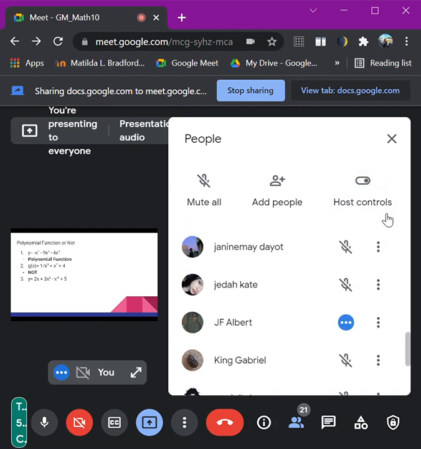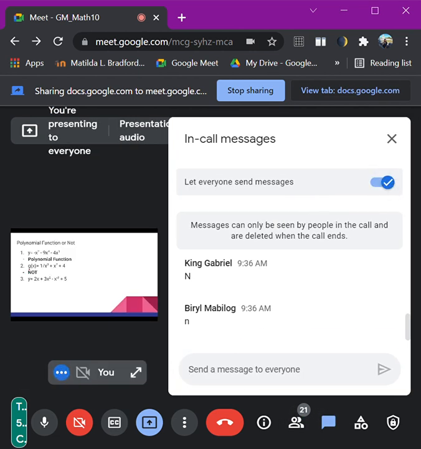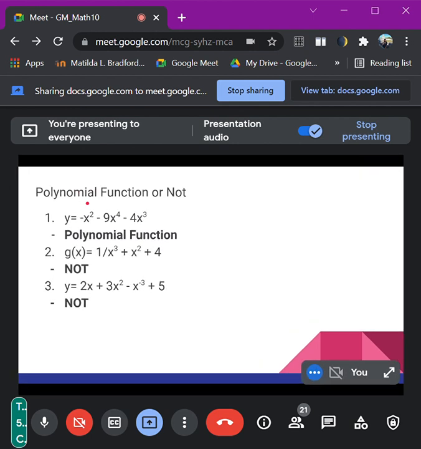Sige. Tomorrow. PF, sure. PF. Okay, sige. How about the others? What are your answers? Okay, mix na PF na N. Okay. So, mix ang answer. Actually, the answer here is not. Okay, who can give me nganong not siya?